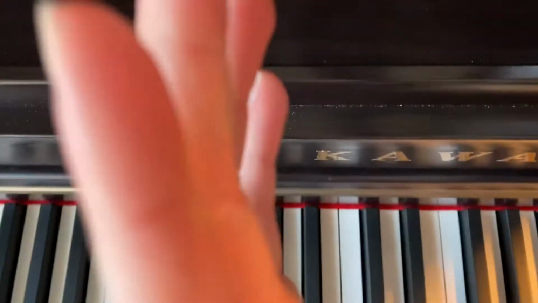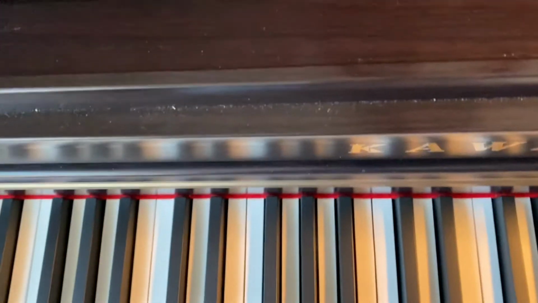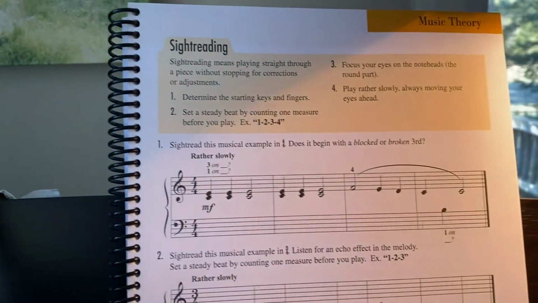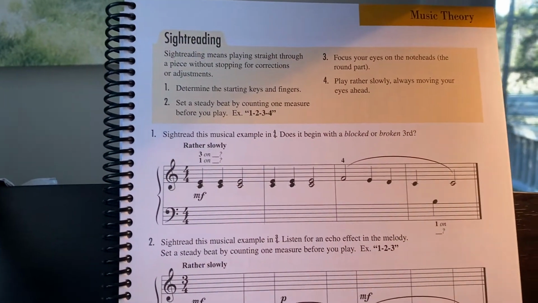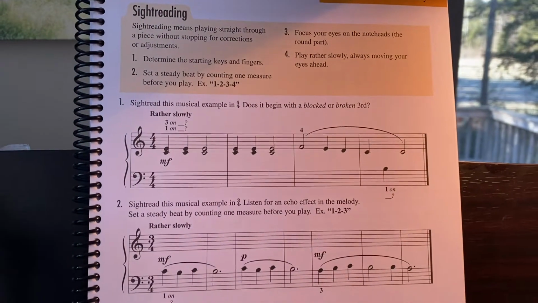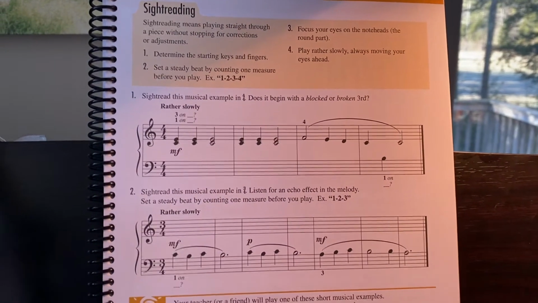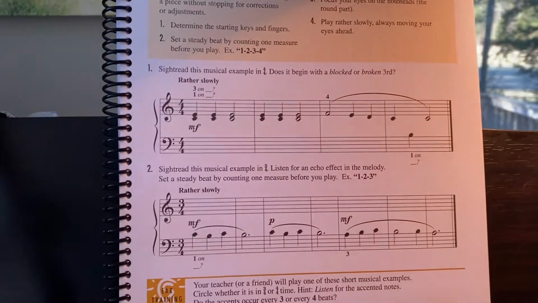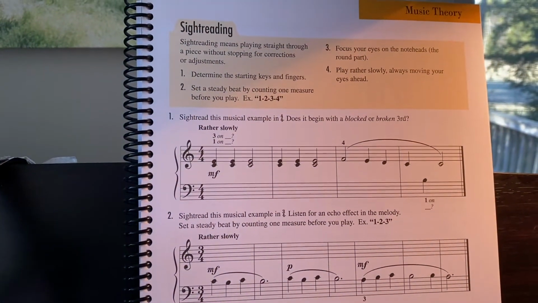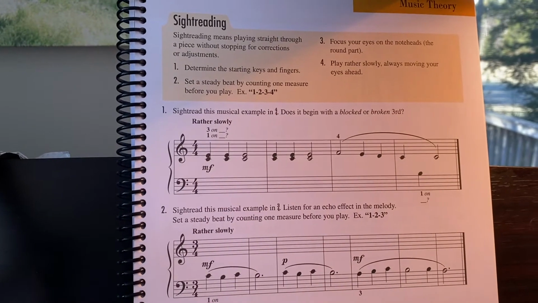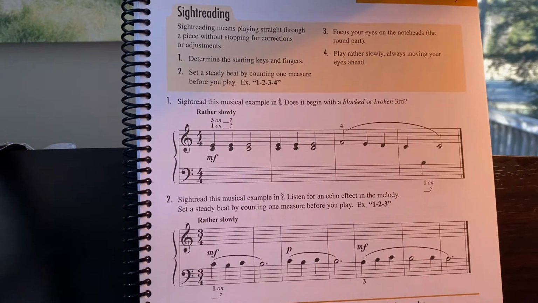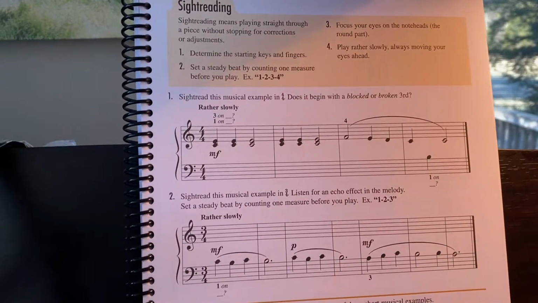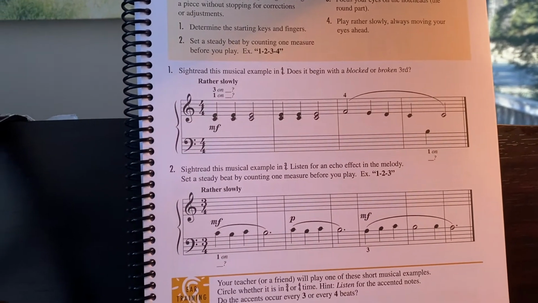All right. The next page tells you a little bit about sight reading. I used to get really good at sight reading when I was a kid because I didn't practice very much. So when I got to my lessons, it was all sight reading. Sight reading is playing straight through a piece without stopping for corrections or adjustments, and often that means playing it for the first time. So it's your first go around, you just play through as best you can.